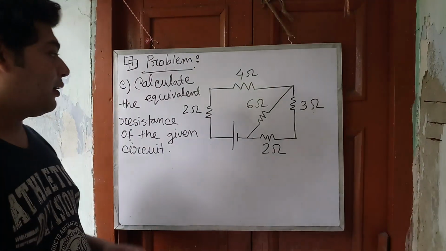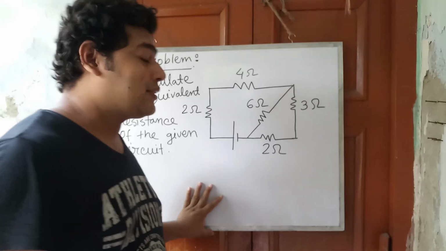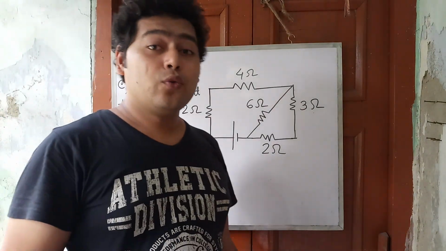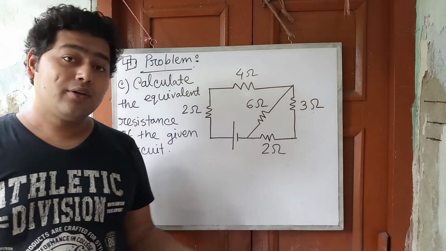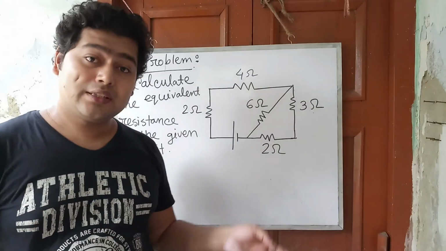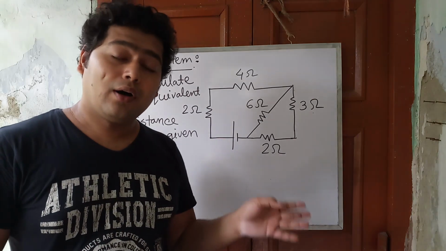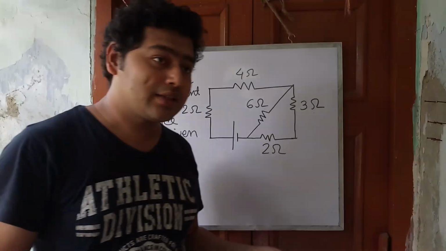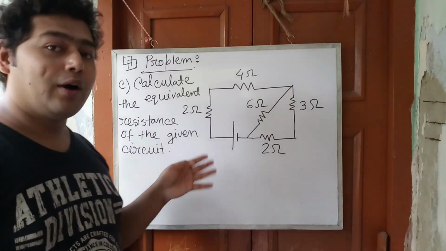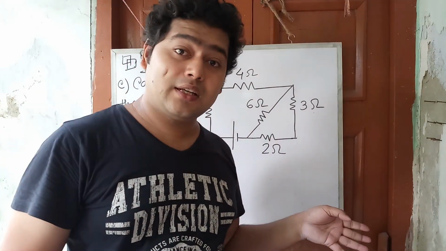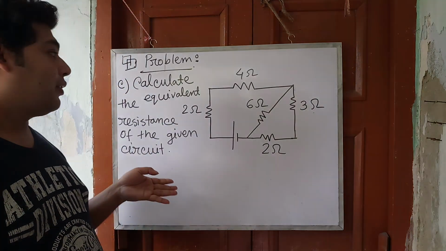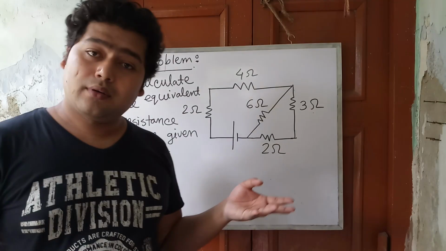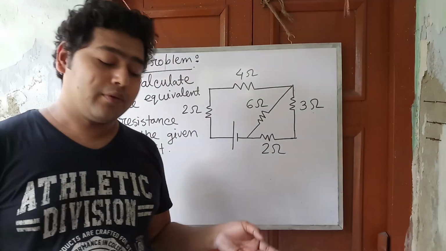In this chapter, the name of our chapter is current electricity. In this chapter, we had learned about the flow of current, resistance, equivalent resistance, combination of resistances, how to calculate the cost of energy, and power.